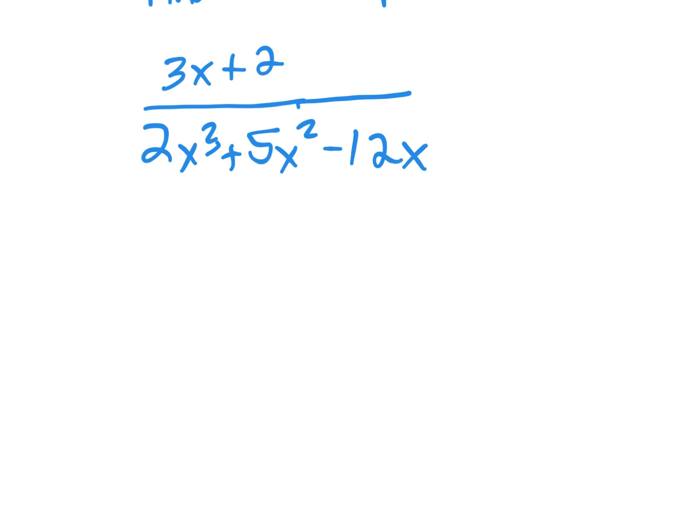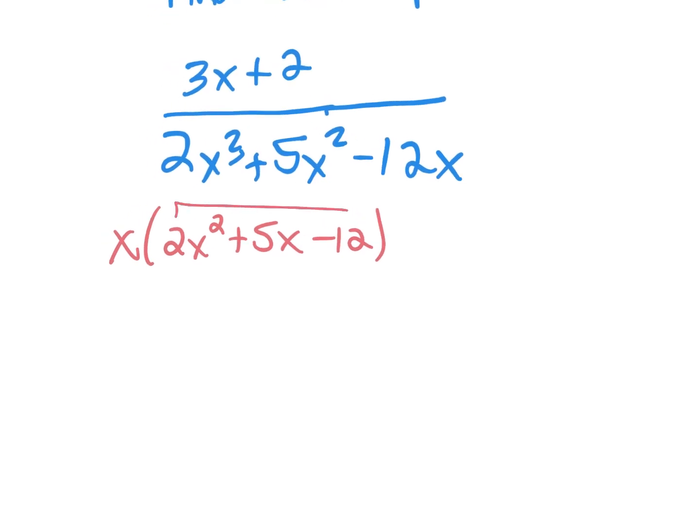So the first thing we look for is GCF. What do we have in common here? X. Take out an x. So this becomes 2x squared plus 5x minus 12. All right, so let's factor. A times c, 2 times negative 12 is negative 24. What are the factors of negative 24 that multiply to give me negative 24 but add to give me 5? Yep. x plus 8, x minus 3.